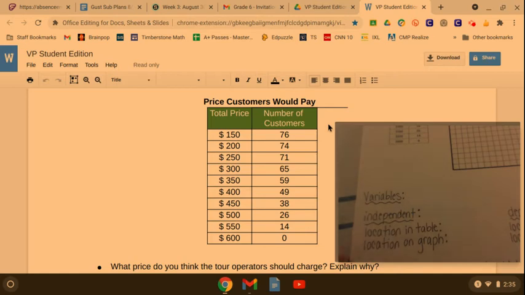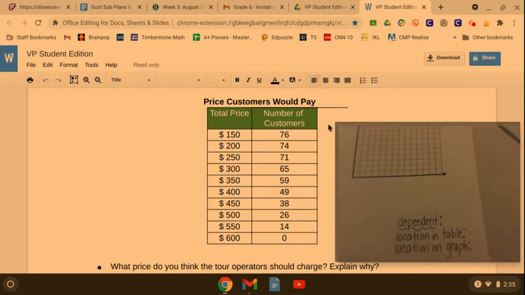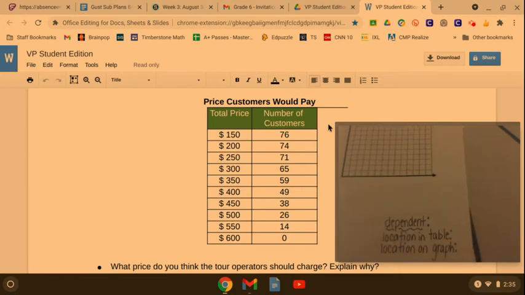And then I want you to do the same thing with your dependent variable. I need you to tell me which one of those two is your dependent variable. Is it total price or number of customers? Where is it in your table? So is it on the left, total price, or on the right, number of customers? And then on the graph, is it going to go on your x-axis or your y-axis?